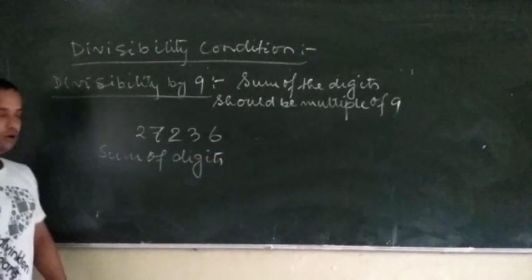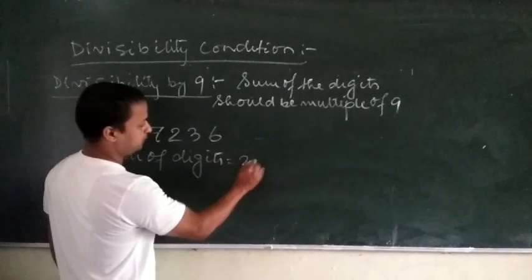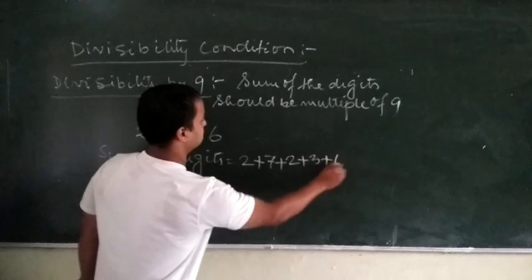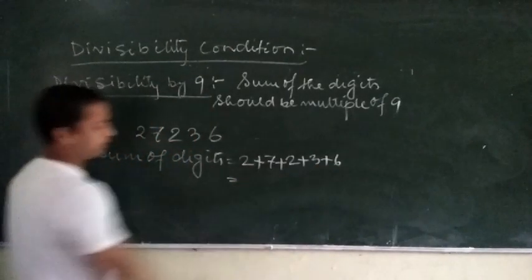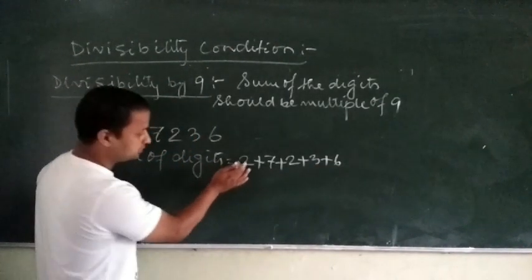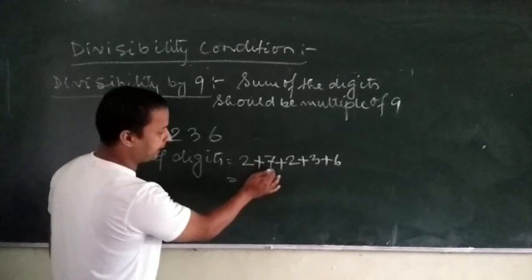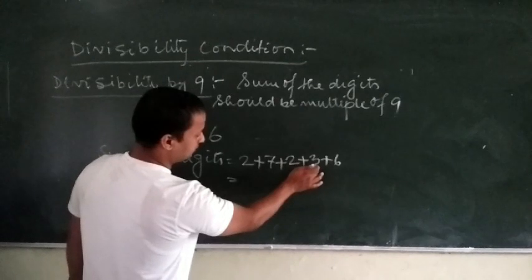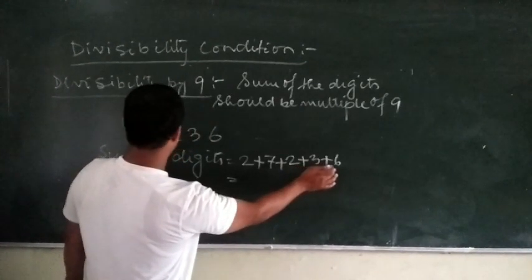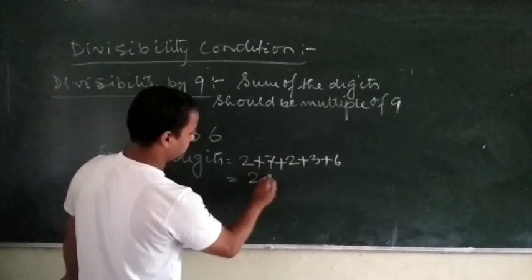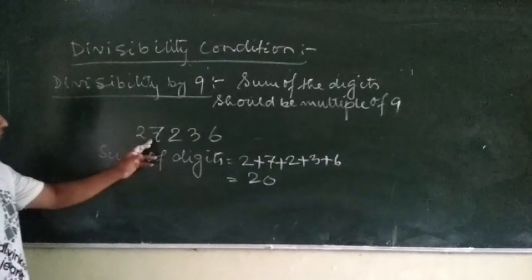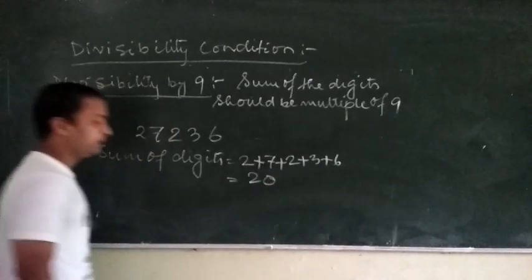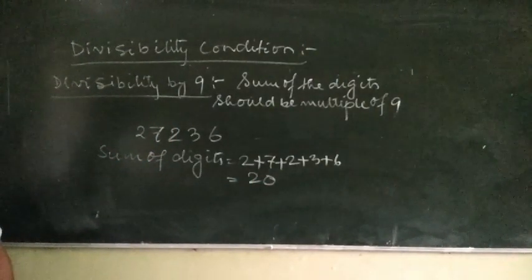Sum of the digits, what we got? 2 plus 7 plus 2 plus 3 plus 6. If we do 2 plus 7, 9, 9 plus 2, 11, 11 plus 3, 14, 14 plus 6, it is 20. So this 20, is it a multiple of 9?